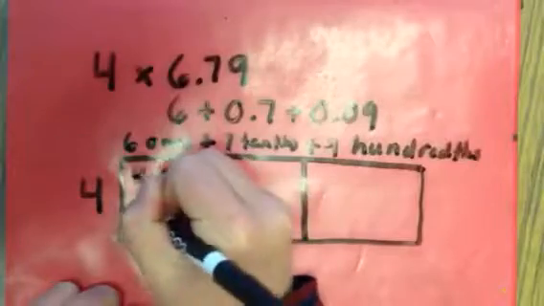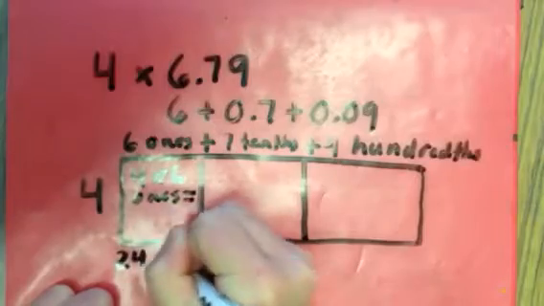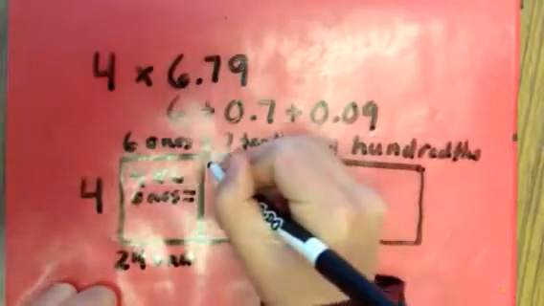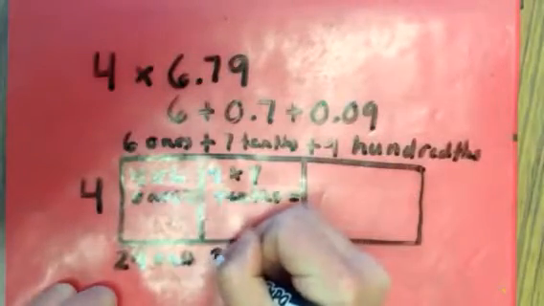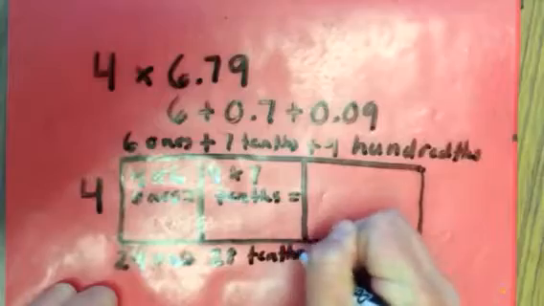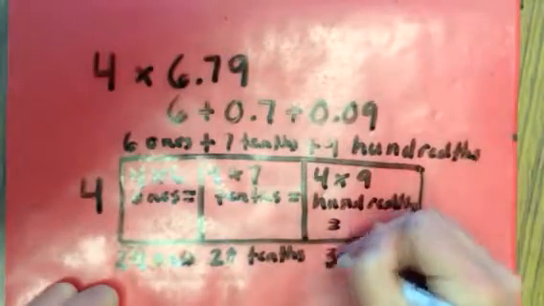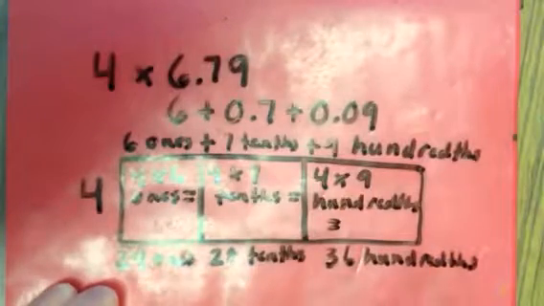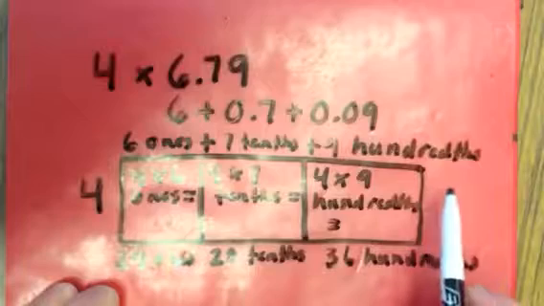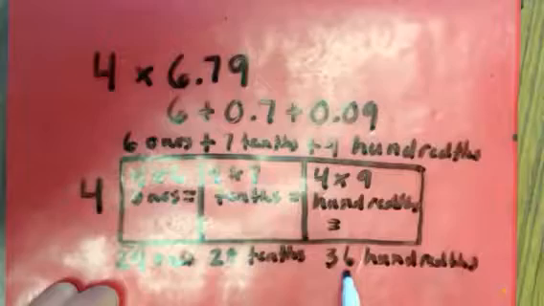4 times 6 ones equals 24 ones. I have 4 times 7/10 equals 28/10. And 4 times 9/100 equals 36/100. This is the stumbling block for students. They're used to the area model, but they'll say, oh, 4 times 9 is 36, and they won't recognize that 36 is very different from 36 hundredths.